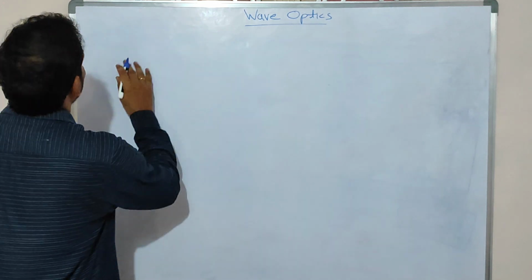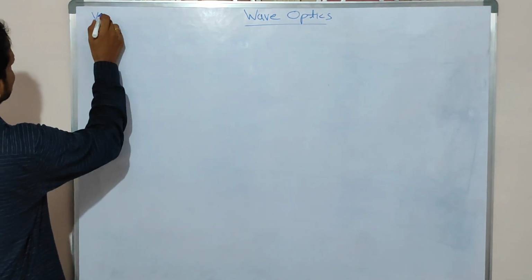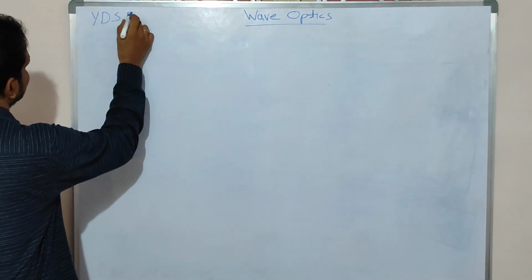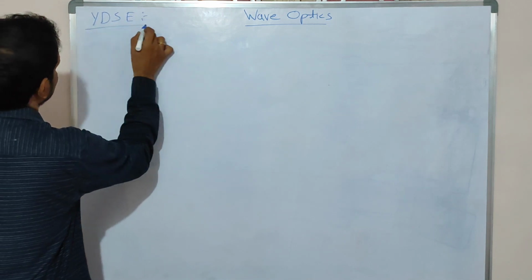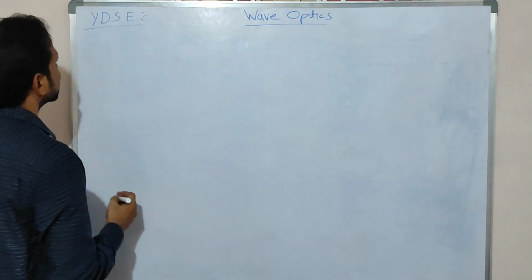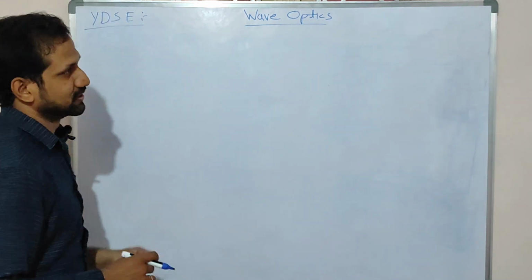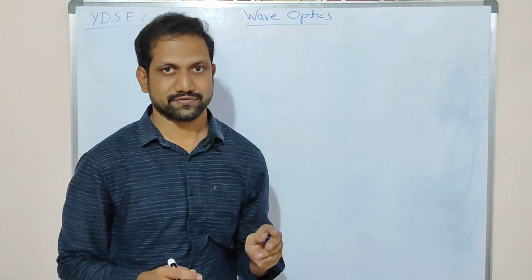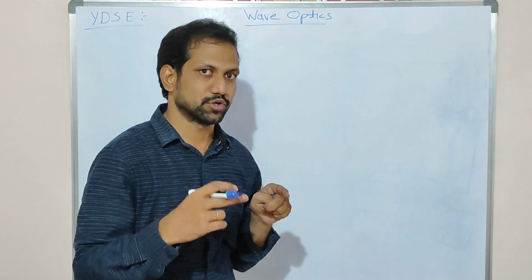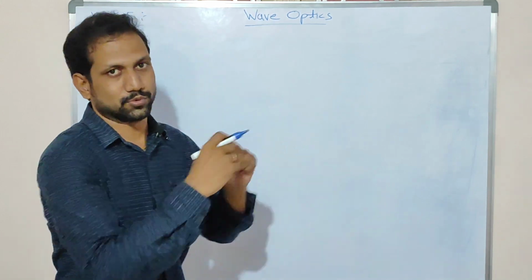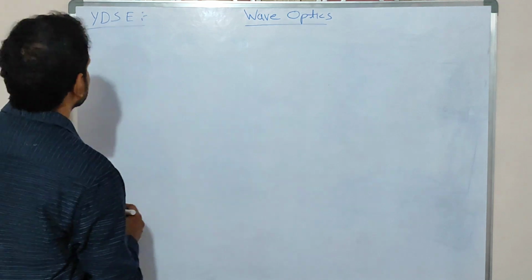Okay, so let us have the experiment. In short, I can keep this as YDSE, Young's double slit experiment, right? In this, what are the necessary things? Already I discussed it, there should be two waves, they must be coherent, and those two coherent waves must be superposing on each other. That we are going to discuss here.